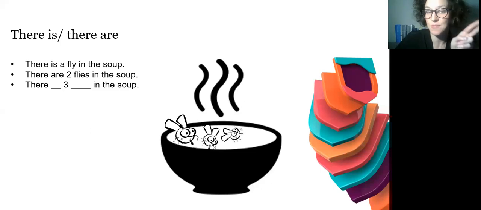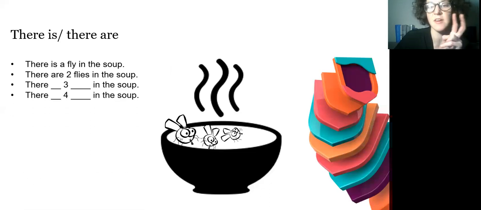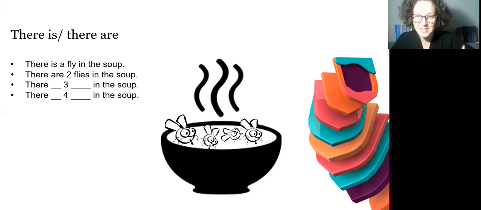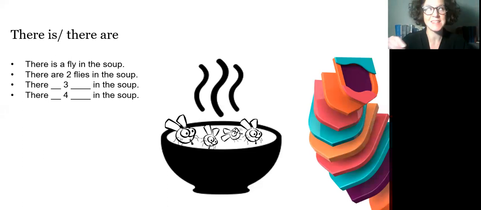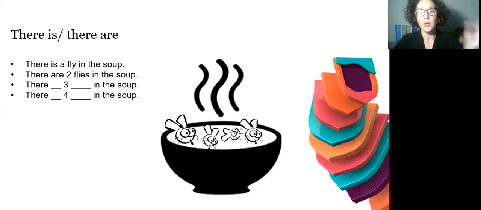And we ask students to fill in the gaps. And they say, okay, so there are 2 flies, so there are 3 flies, and there are 4 flies. So they can track this difference. So there is 1 fly, and there are many flies in my soup. And this is how they notice how language works in the context at once. And we ask them to learn these particular structures for these particular situations.